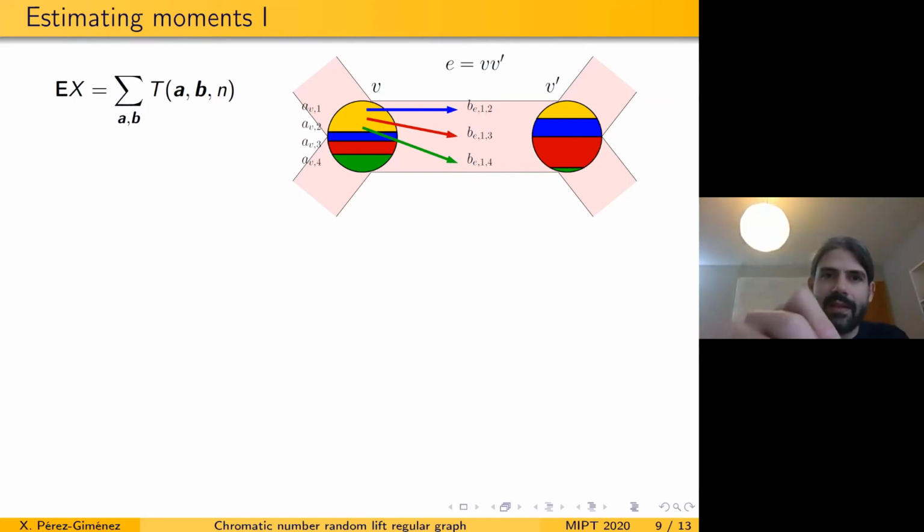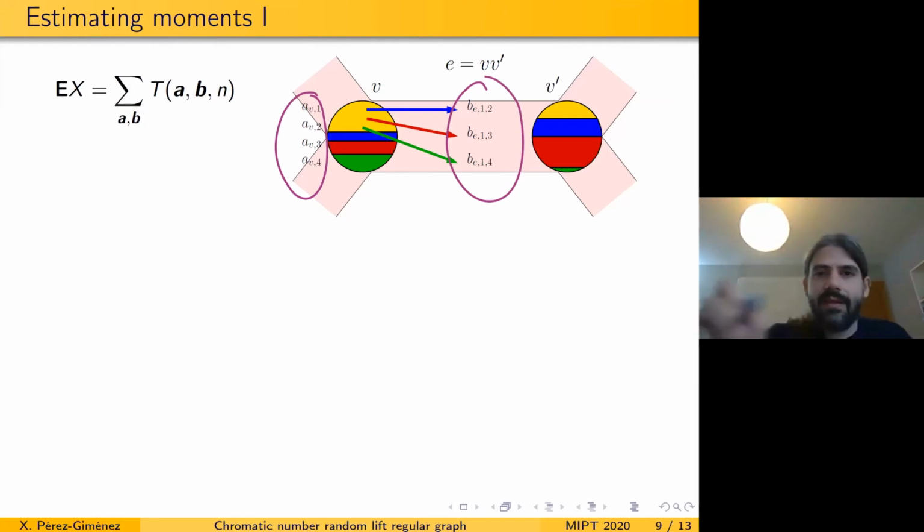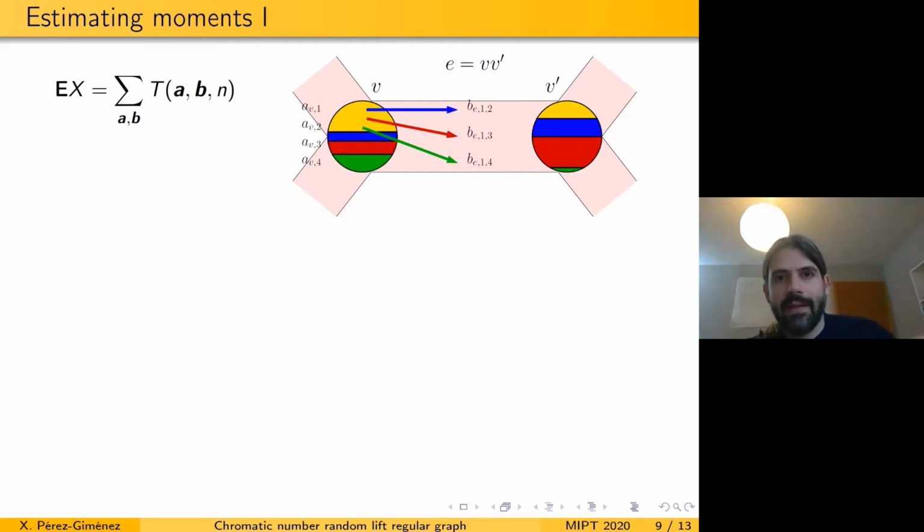So I'm going to fix the values of these A's and these B's, and that will correspond to one of these terms in this sum. So once I fix these A's and these B's for every fiber and for every pair of fibers, I want to count the number of lifts that are compatible with a coloring that has those parameters.